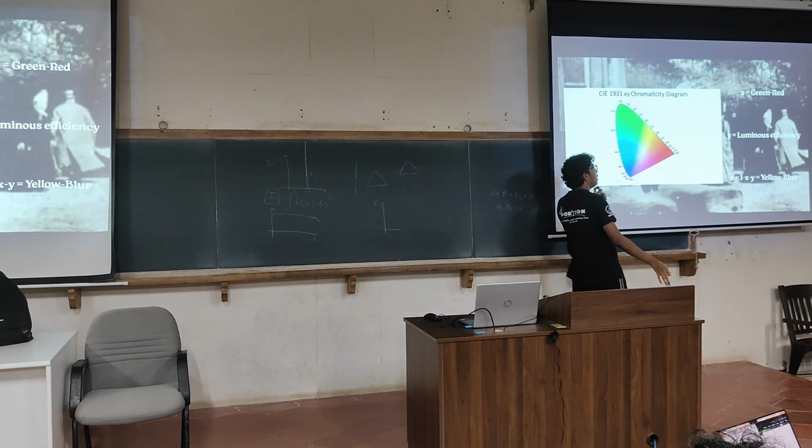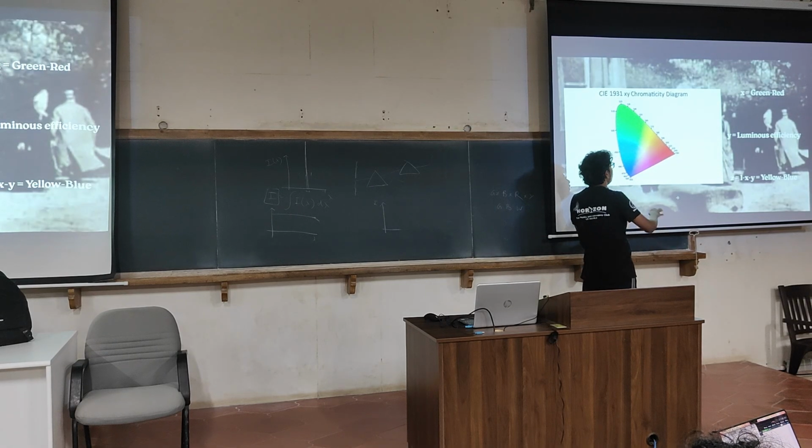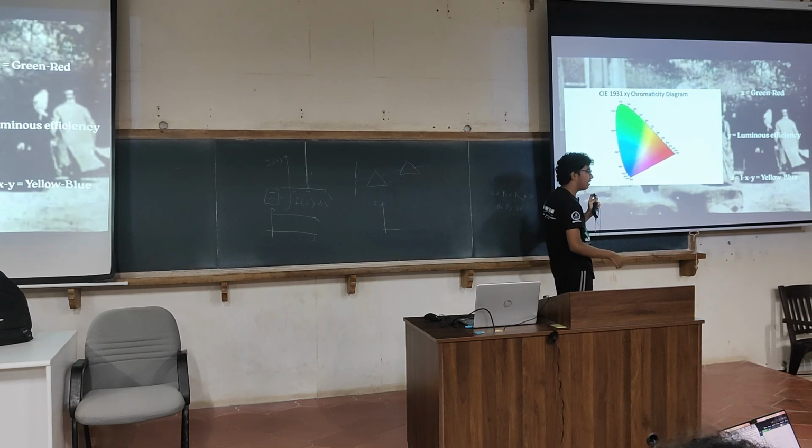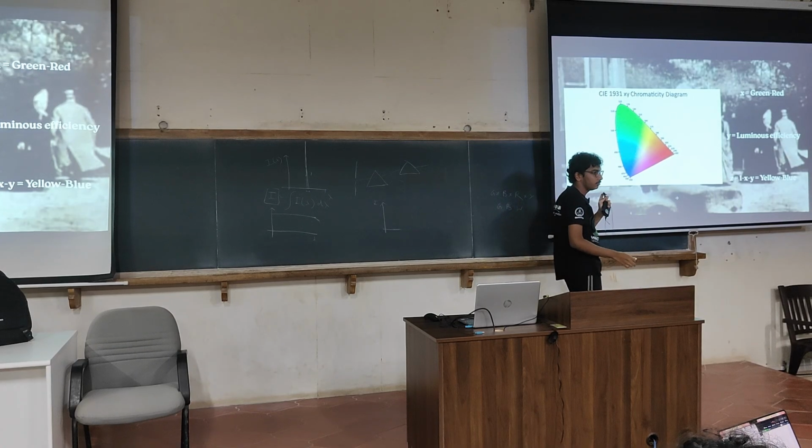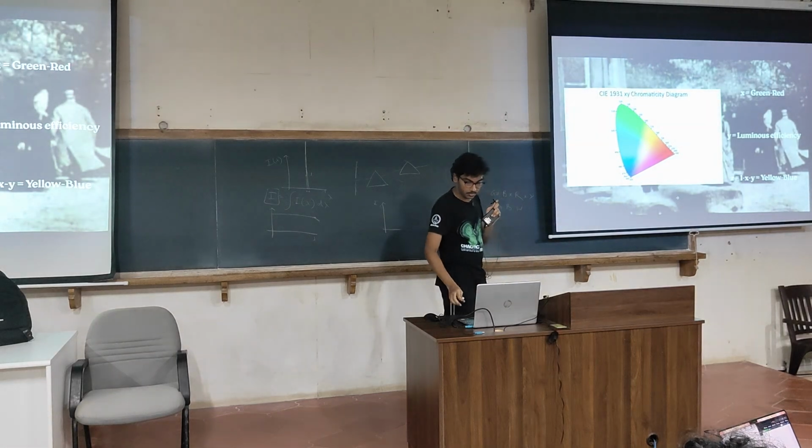So all possible colors that humans see, irrespective of luminance, are in this graph. This graph is what screen makers use: they try to make their screens such that all possible colors are present in them. So this is what they use to make screens.